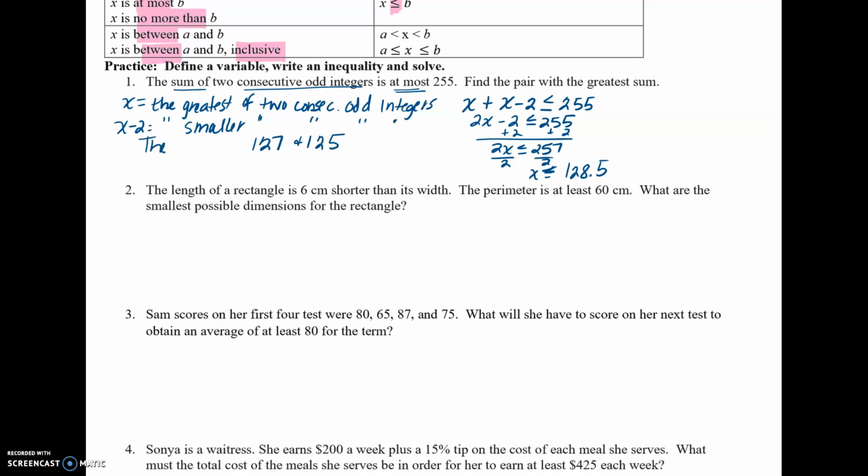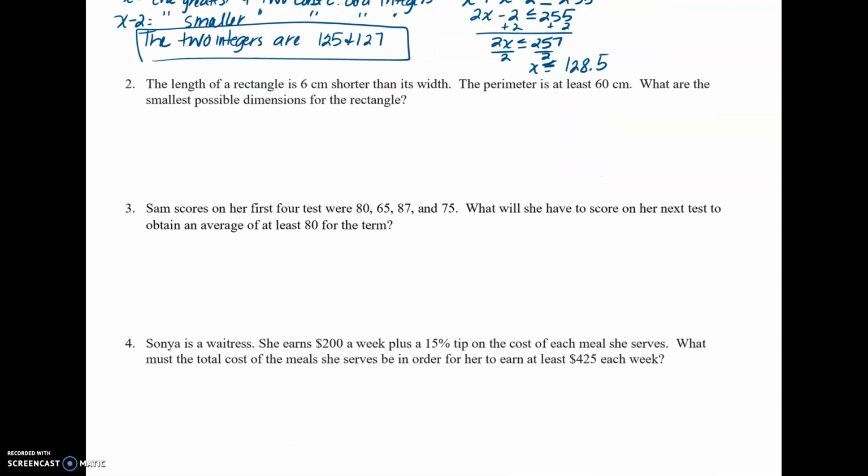So the two integers, well, I didn't leave enough room here, the two integers are 125 and 127. Okay. Let's go to the next one.